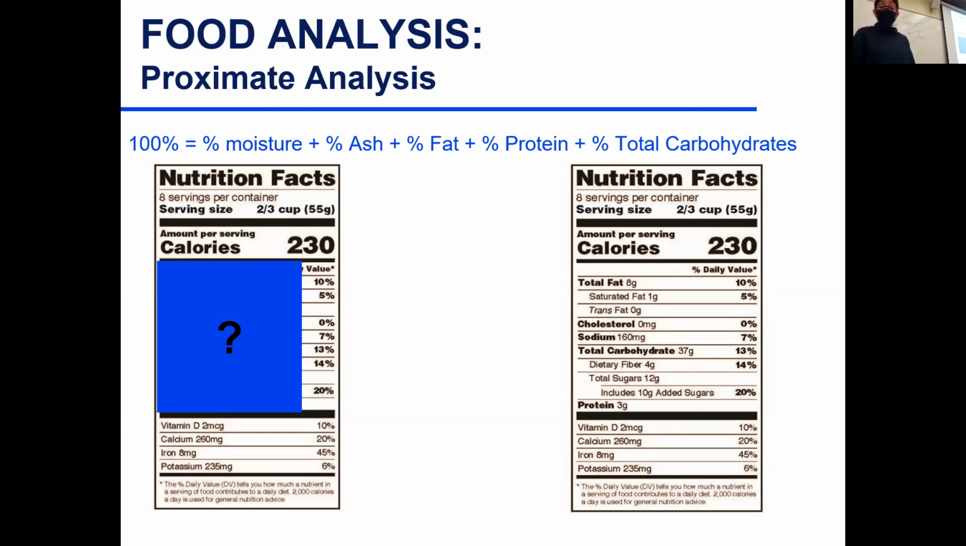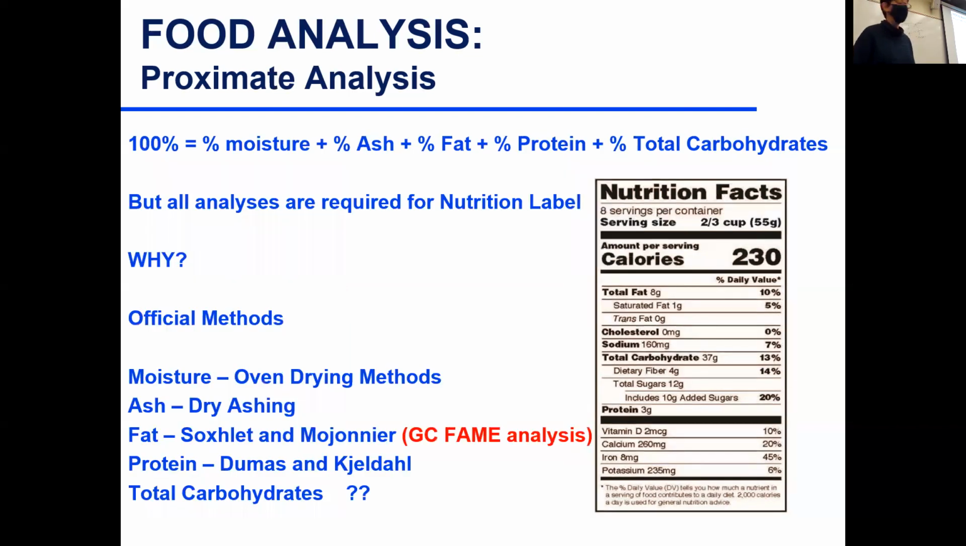Now, this is where it gets tricky. If we want to develop our nutrition label, we have to analyze for everything. Why? Does anybody know why we have to analyze for everything to report these 3 values on the label? Alyssa?